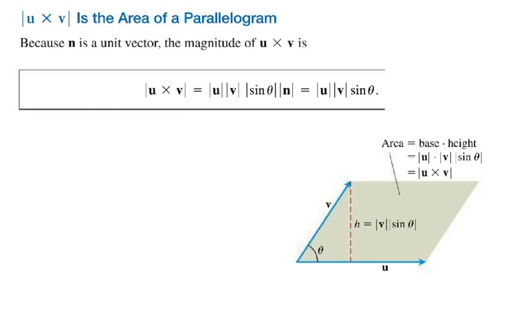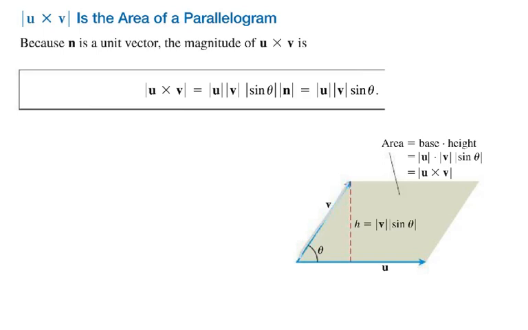Here we have the magnitude of u cross v, and the magnitude of u cross v tells us the area of a parallelogram. Since n is a unit vector, the magnitude of u cross v is the magnitude of u times the magnitude of v times the sine of theta. And really, we want to think about v times the sine of theta as giving us that height.